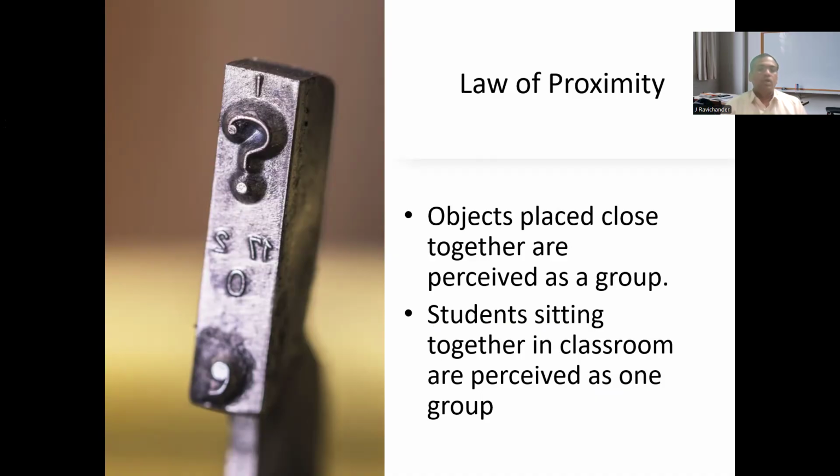Now, Gestalt psychology follows some laws. The first law is the law of proximity. What do we mean by proximity? That means closeness. Proximity means close together. So objects placed close together are perceived as a group, like students sitting in a classroom are perceived as one group.